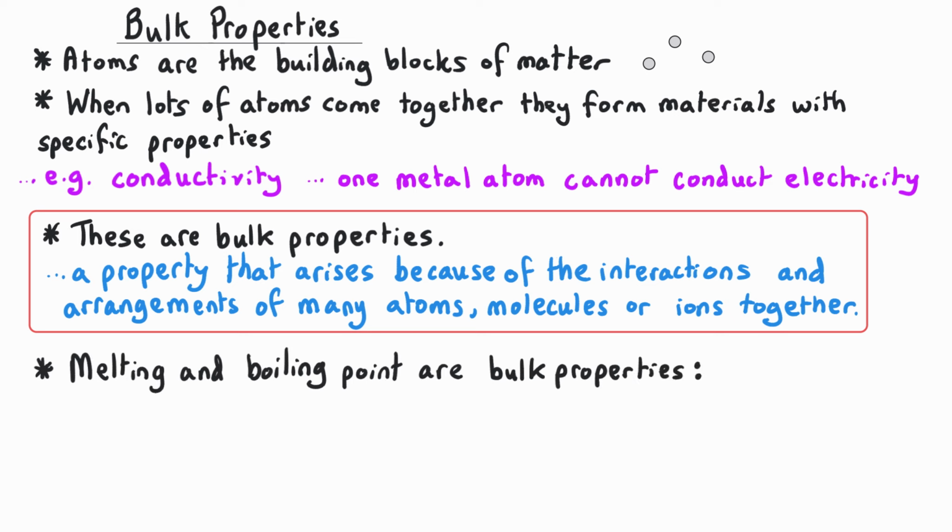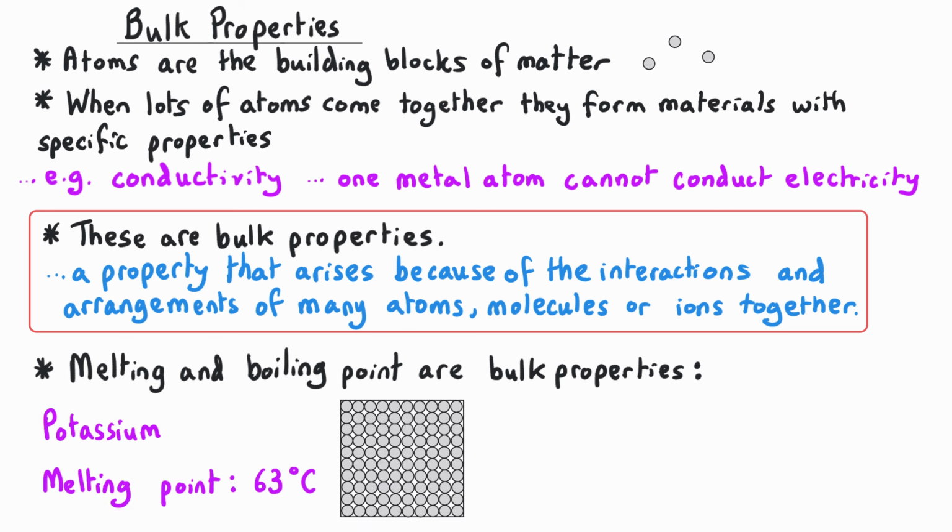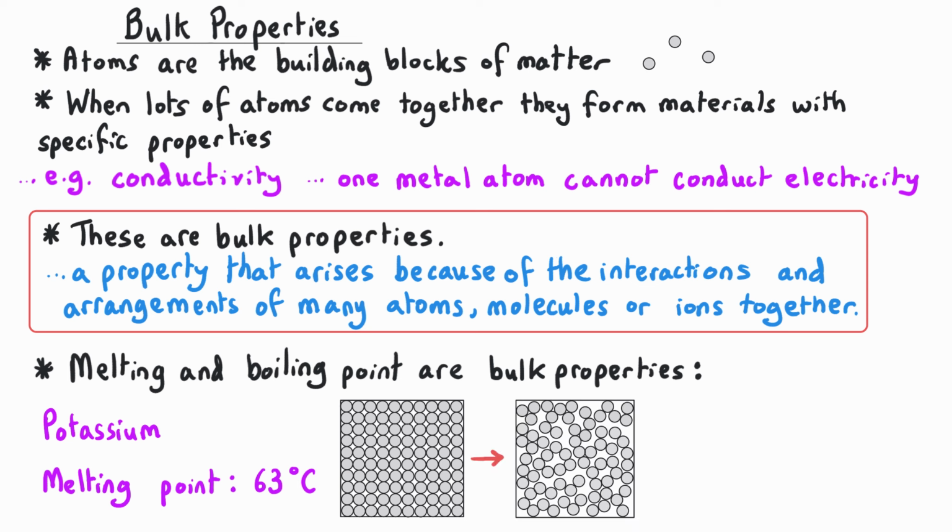Melting point and boiling point are examples of bulk properties. For instance, a sample of solid potassium will not melt until it reaches its melting point of 63 degrees C, whereupon the particles in that sample will spread out and become a little bit more disordered. However, one atom of any substance cannot be considered to have a melting point because it is already separated out from other atoms. So while individual atoms are undoubtedly crucial, it's their collective behaviour that gives materials their bulk properties.